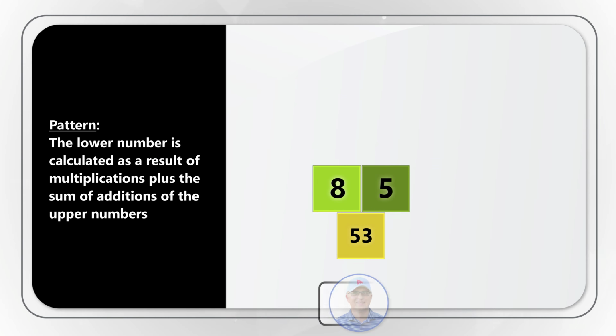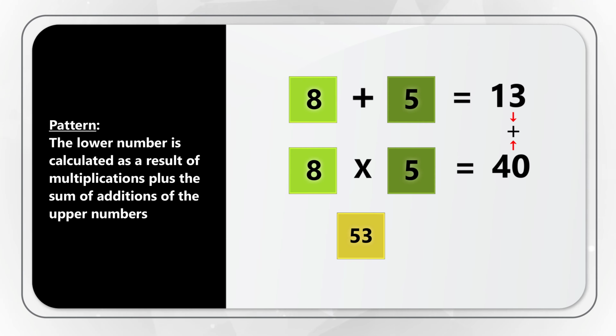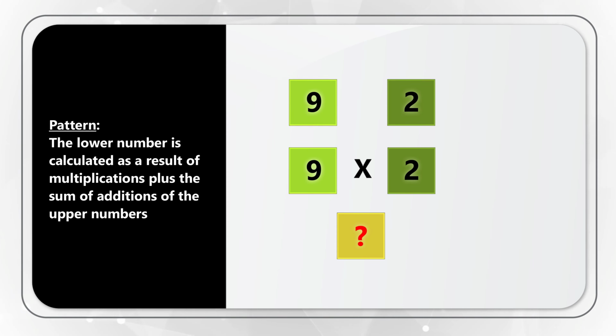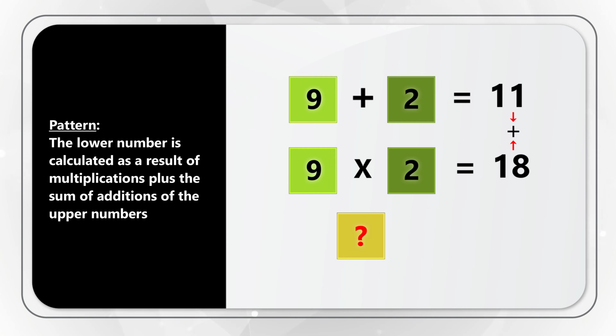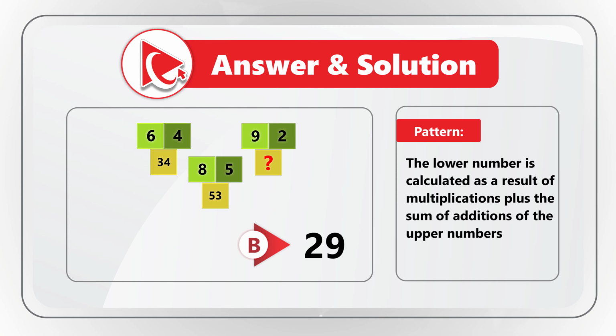The next set of numbers is calculated as 8 multiplied by 5 plus the sum of 8 and 5, which would equal 40 plus 13, which would be equal to 53. This allows us to do the calculations on the final set and the missing number. 9 multiplied by 2 plus the sum of 9 and 2 equals 18 plus 11 and equals 29. So the correct answer here is choice B, 29. Did you figure it out? Please make sure to post your answer and solution if you have a different one in comments.